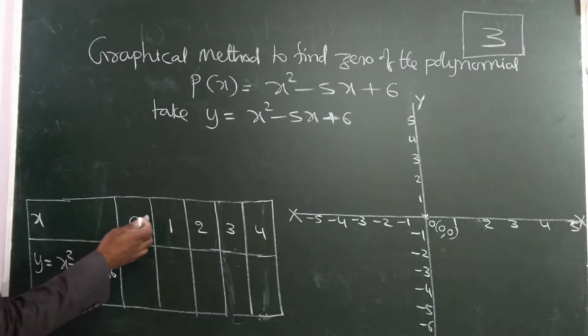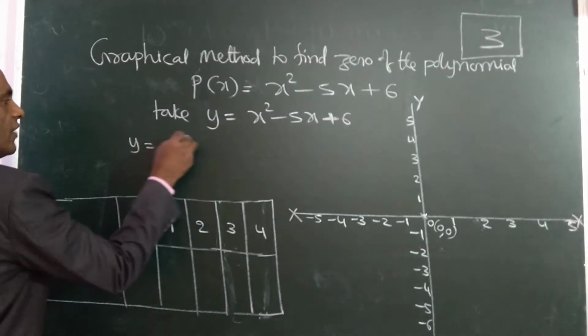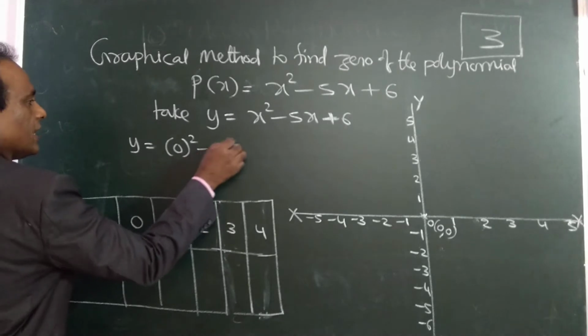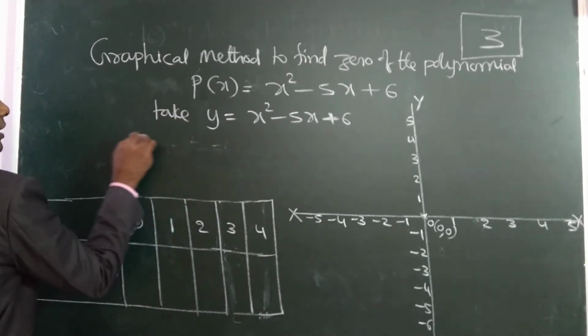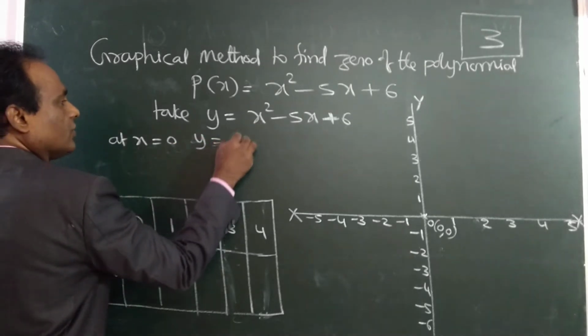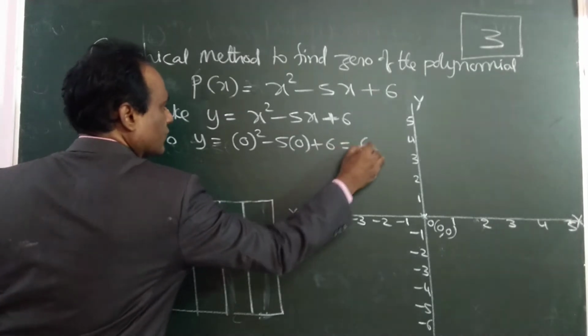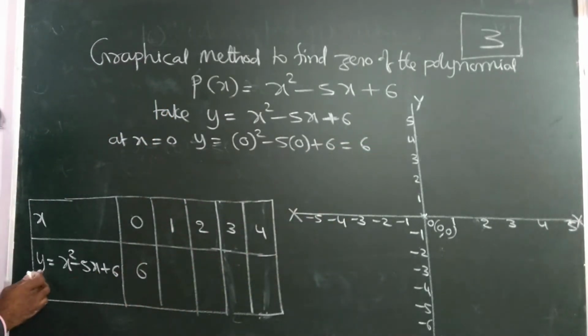Now, substitute x is equal to 0. See here, y is equal to x square minus 5x plus 6. At x is equal to 0: 0 square minus 5 into 0 plus 6 is 6. Y value is 6.